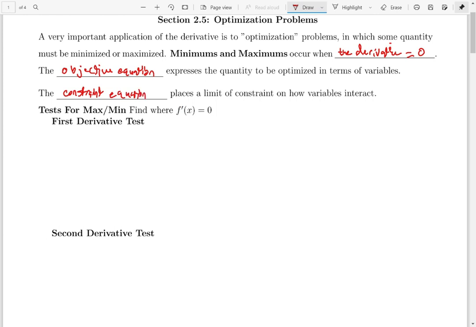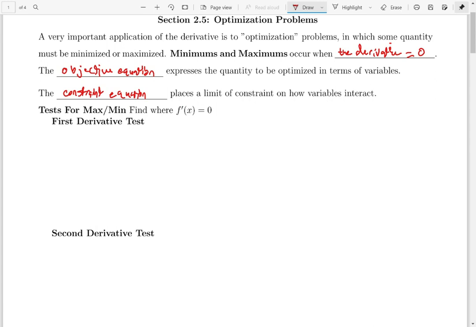This constraint equation is going to place limits on how variables interact. This is usually going to be information that we'll have to extrapolate from what we're told in some word problem. Just be aware there's several parts to this, and we're going to have to walk through some of the best approaches. But recognize that we do have to be a little bit flexible, and we're just trying to use the tools of the derivative to help us find solutions to real-world problems.